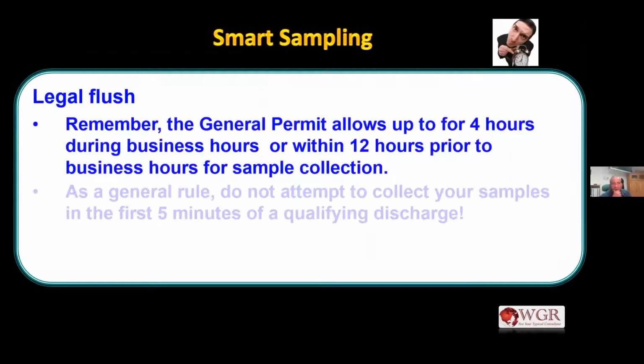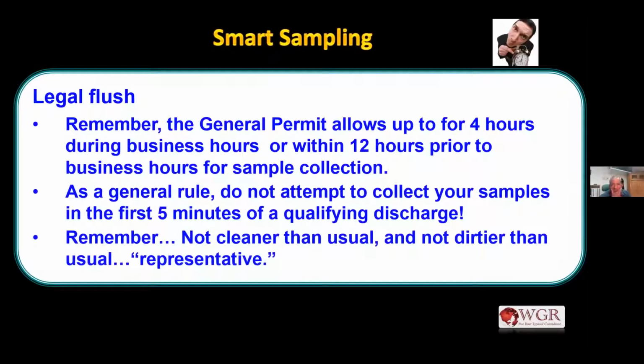All right, so the legal flush. Well, what's this all about? Remember the general permit; if you saw part 2, you really need to go back and see it because it goes over this. The general permit allows you up to 4 hours during business hours, or within 12 hours prior to business hours, to collect a sample. With that being said, I have a little caveat. People say, okay, rain starts, there's flow. Once there's flow, they need to grab a sample. They say, well, hey, I got 4 hours, so they don't grab a sample right away. Then the rain stops and the flow stops and they missed it. So you don't want to miss the opportunity to collect a sample.